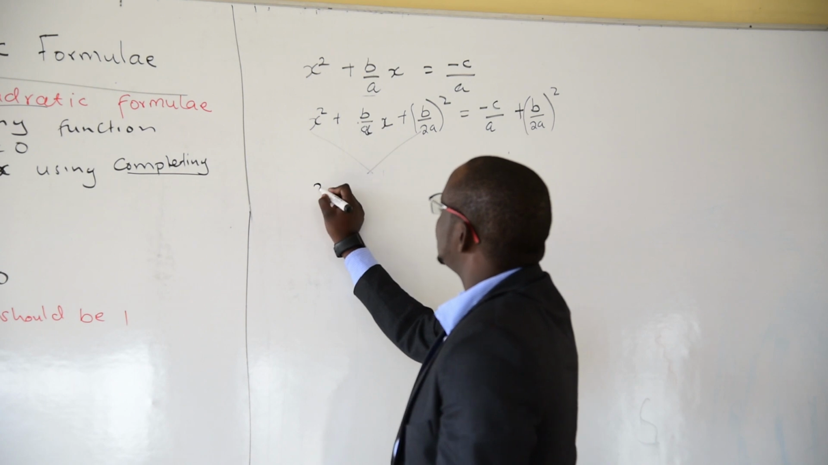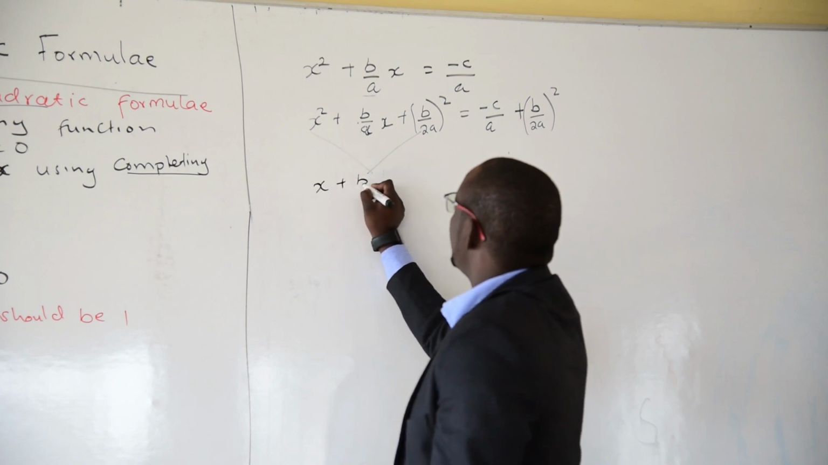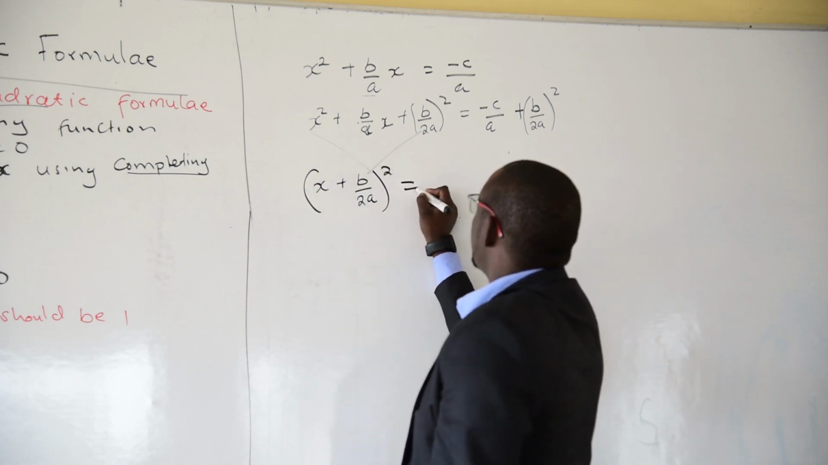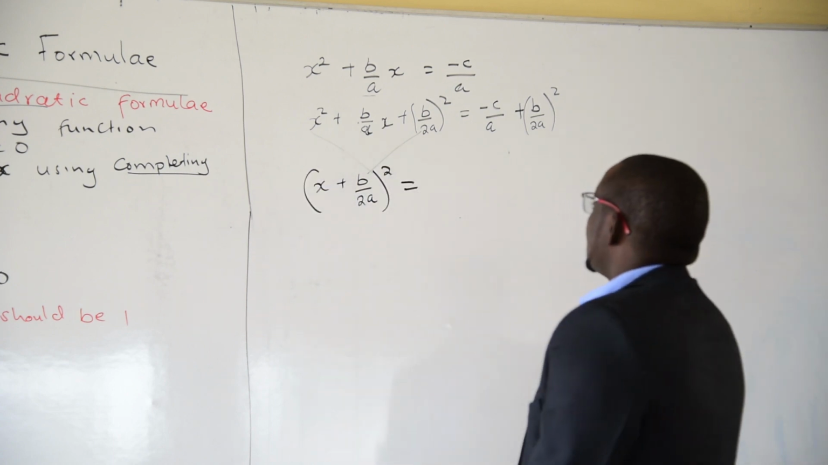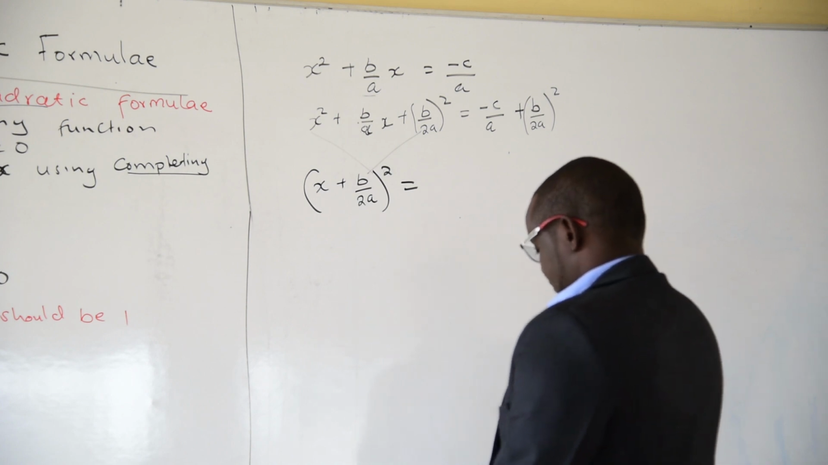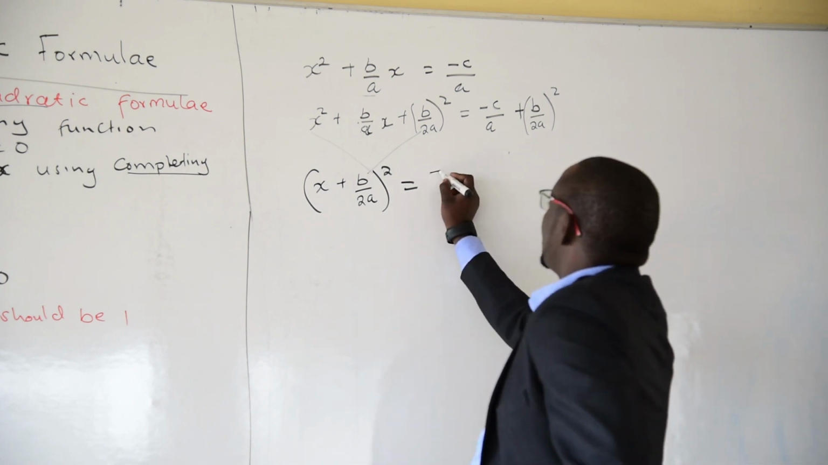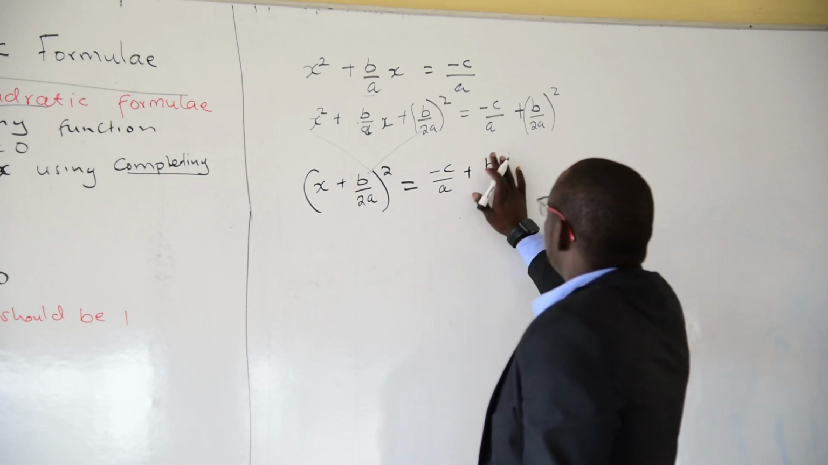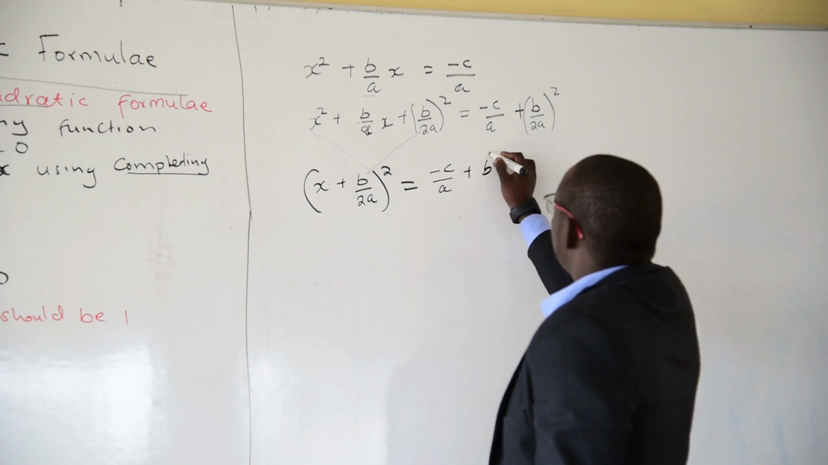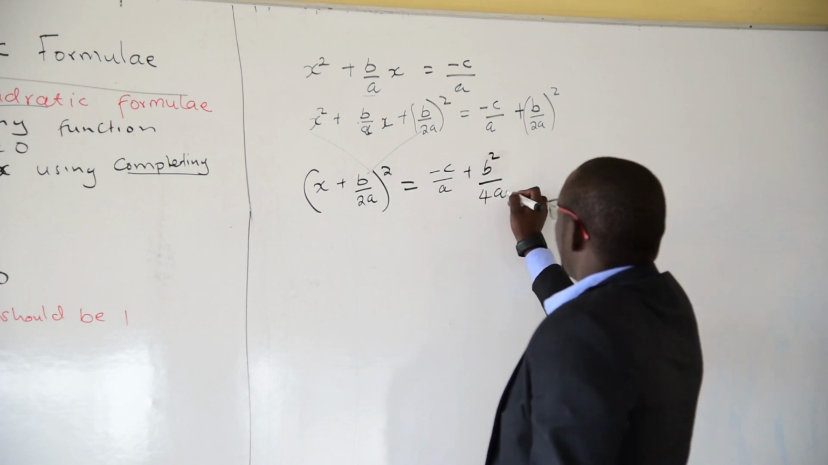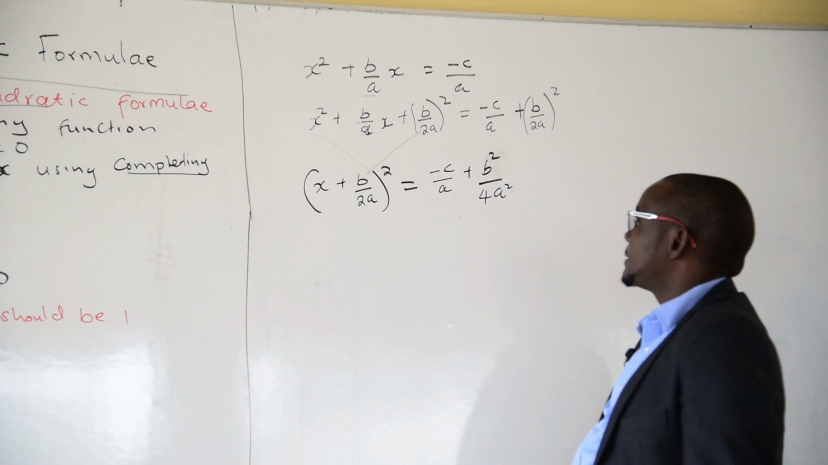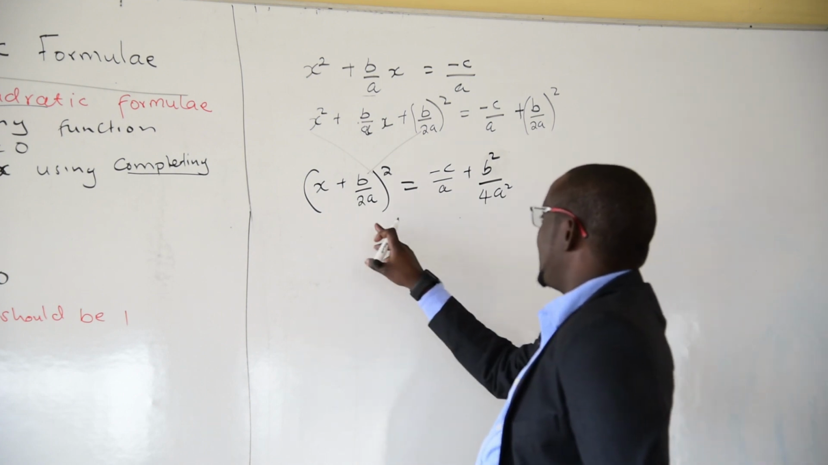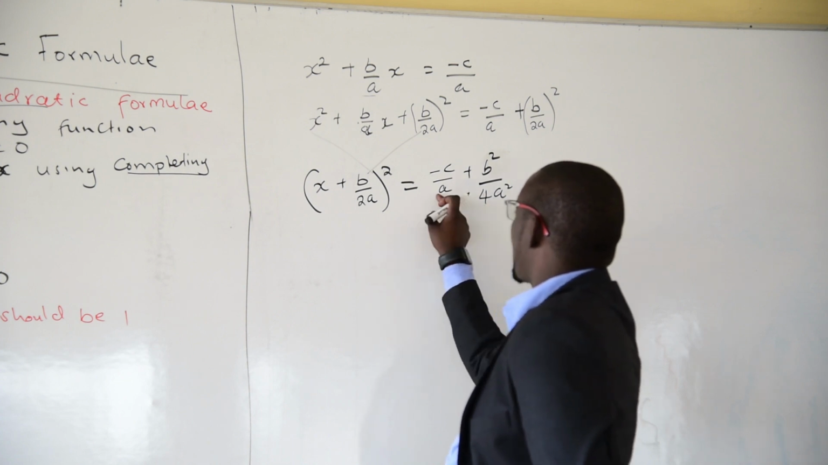So I will have x plus b over 2a, squared, and this equals minus c over a plus b squared over 4a squared. Now we can still simplify this further. I can make 4a squared a common denominator.